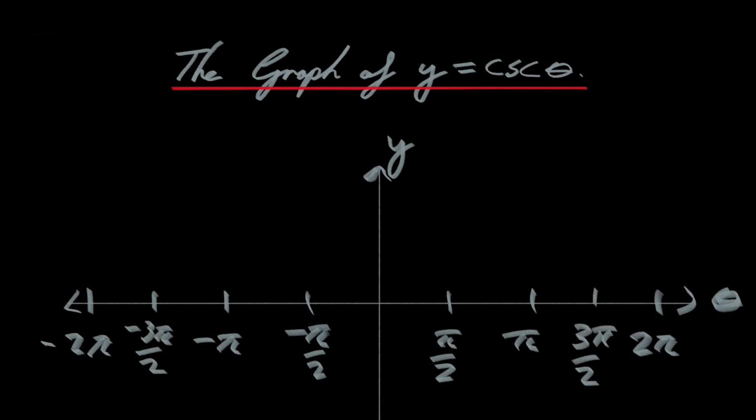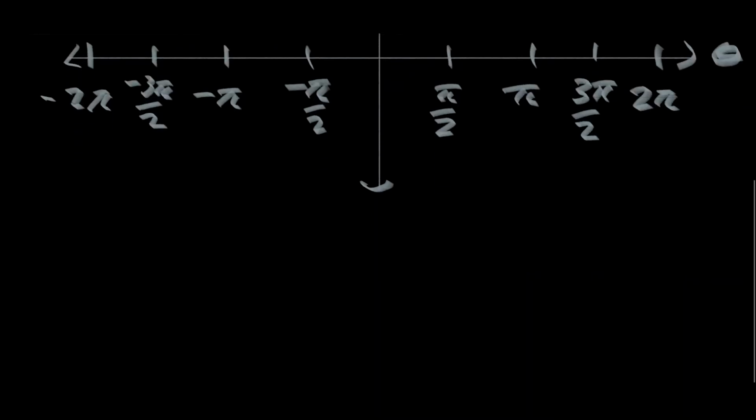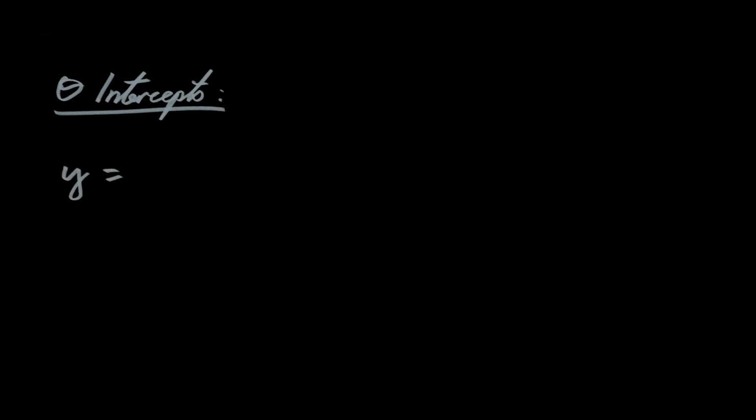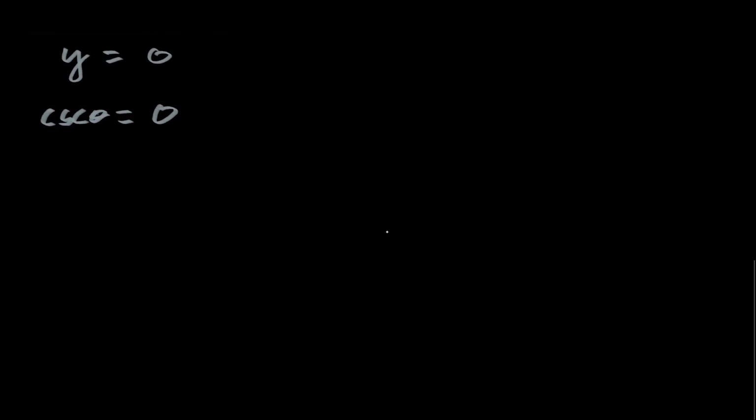Let's start with finding theta intercepts, if there are any. To find theta intercepts, we set y equal to 0. But y is just equal to the cosecant of theta. That's what we're graphing. So setting y equal to 0 is like setting the cosecant of theta equal to 0, but the cosecant of theta is just 1 over the sine of theta. And there's no way to get 0 out of this quotient.